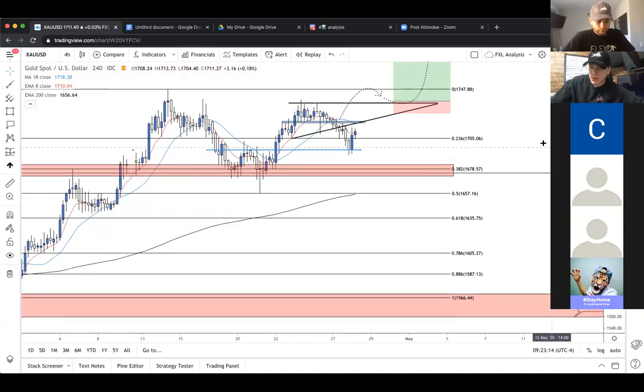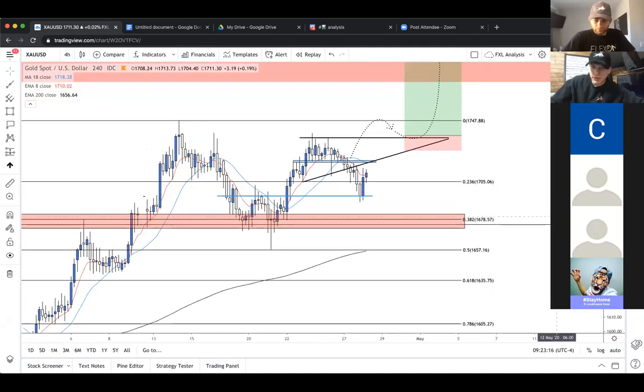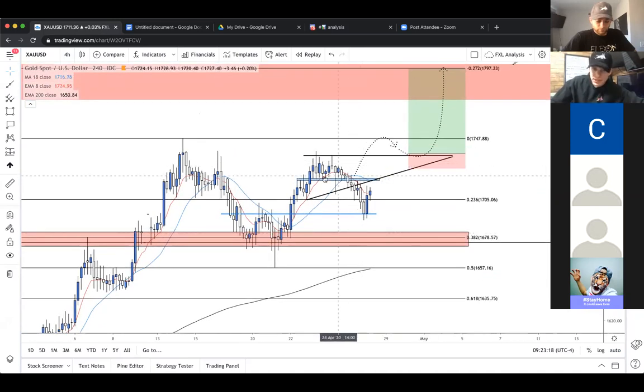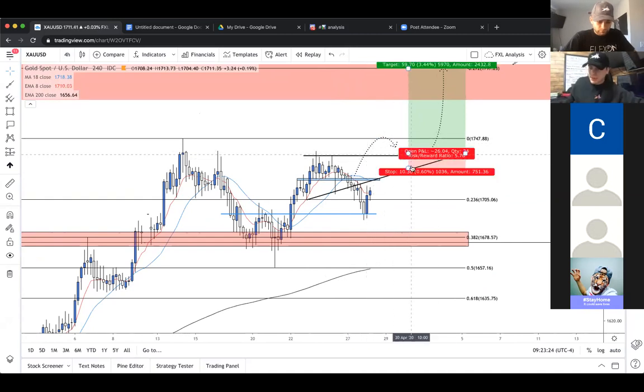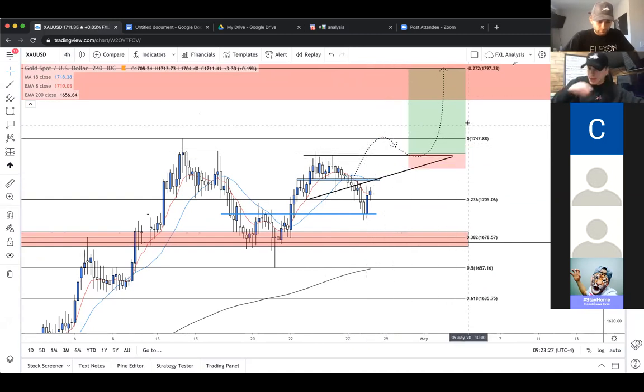So we actually saw this ascending triangle fail. I was waiting to see this minor support level hold and push price action higher, followed by a retest of this pattern, and then we would have looked for long opportunities. Unfortunately, that didn't play out. Price action pulled back all the way.